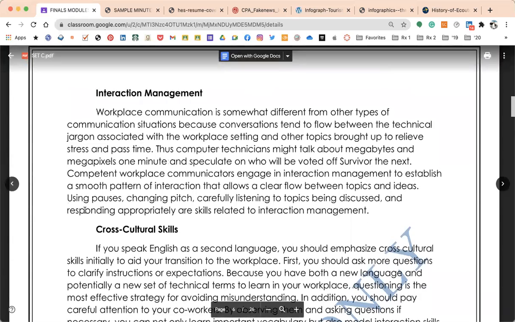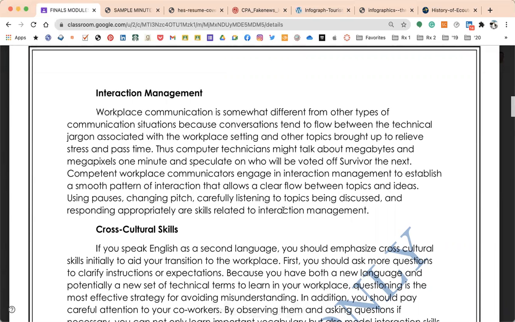Interaction management, this is already different. When you talk about interaction management, it's about establishing a smooth pattern of interaction that allows a clear flow between topics and ideas. So you use your pause, your pitch, the things that we learned in the first grading lesson, listening to topics that are being discussed and responding appropriately. All of these ones are related to interaction management.